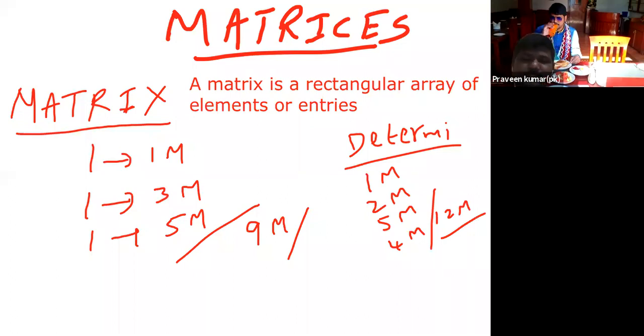Every student can answer the 5-mark questions in matrices and determinants. That much is easy. Matrix: one 3-mark question, one 1-mark question, one 5-mark question, total 9 marks. Determinants: one 1-mark, one 2-mark, one 5-mark, one 4-mark, total 12 marks. Understand?